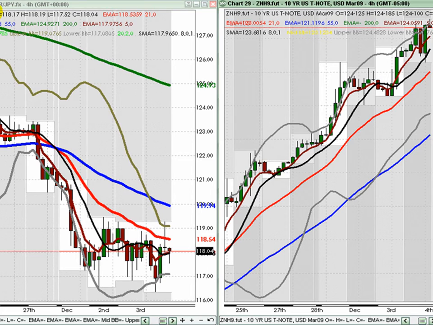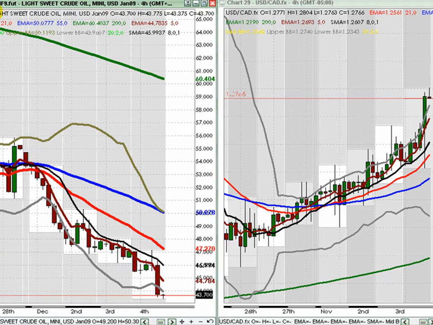Okay, how about this, on the left, light sweet crude, that's oil. On the right, USD CAD, again, 4-hour candles, very, very recent charts. In fact, right there it says $43.70 on oil. So that's just not that long ago at all. Tell me, are those two charts similar? Well, they're not perfectly the same, right? They're not mirror images, okay? But one can lead the other, or more importantly, you can have an understanding of the relationship.